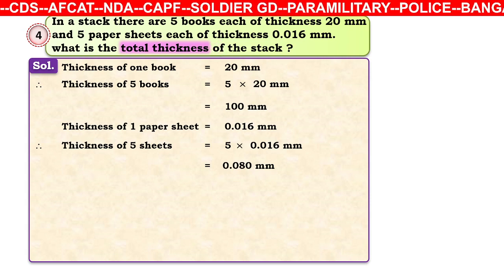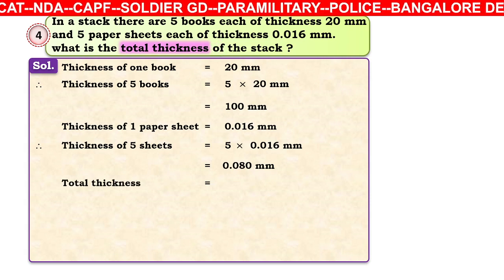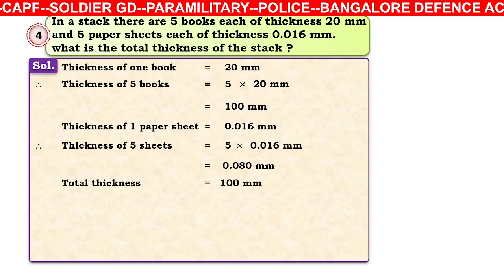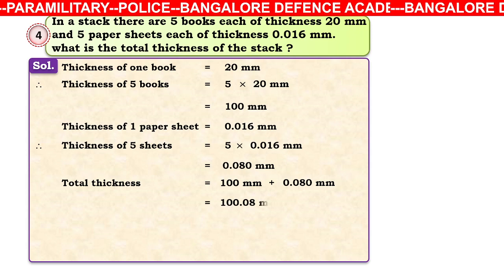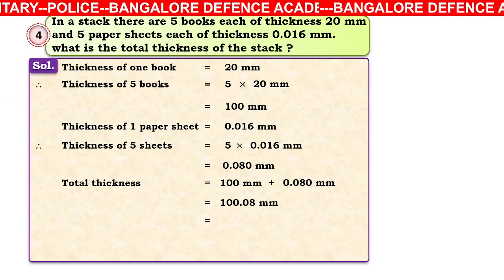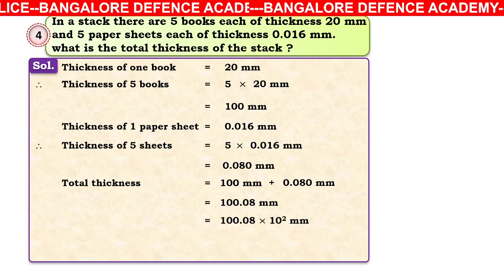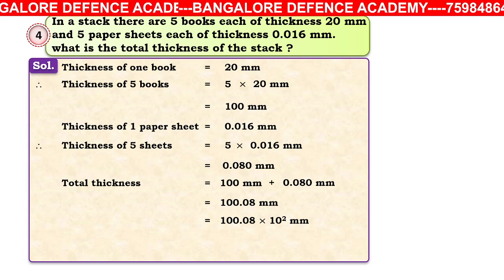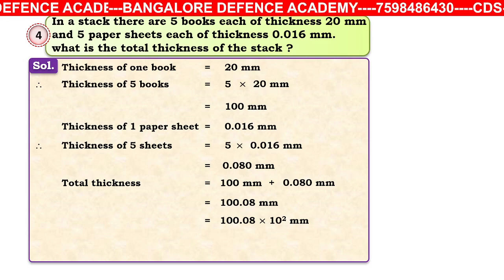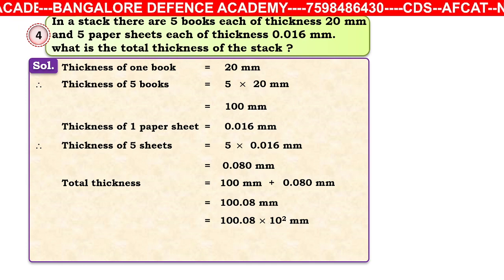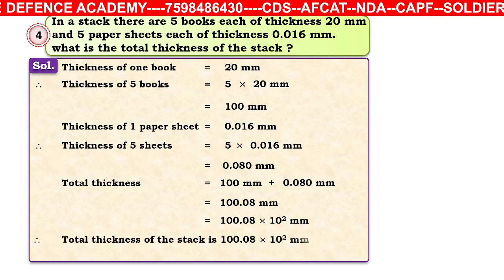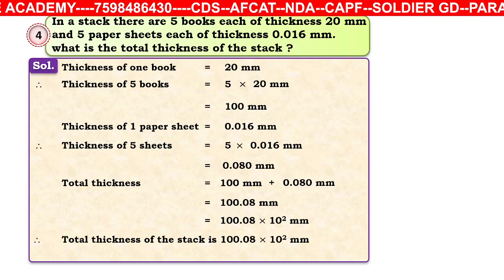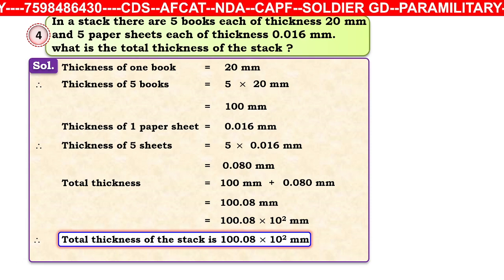But in the question they are asking for the total thickness. So the total thickness will be 100 mm plus 0.08. Sorry, it is plus. So the answer is 100.08 mm. This is the thickness. So simple. First you have to calculate the total number of books, that is 5 books, how many sheets will be there, and after that you have to find the thickness of the total sheets. So this is the answer, 100.08 mm.